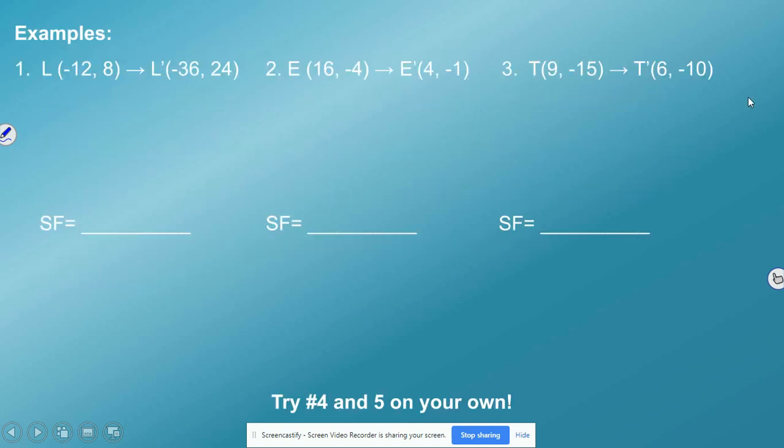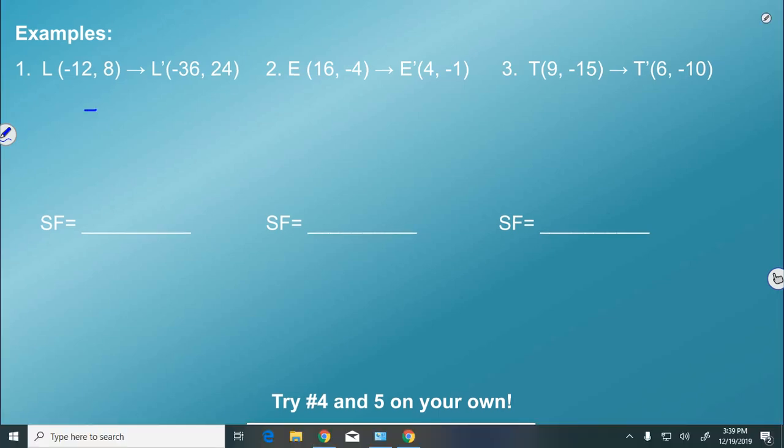So here are some coordinates that we're going to find the scale factor of. So for L, we have negative 12, 8 to negative 36, 24. So we take the prime and divide by the original. So we could do negative 36 divided by negative 12. Negative 36 divided by negative 12 is exactly 3. So the scale factor is 3. And we can verify this. If we do 8 times 3, we get 24. So we know we are correct.